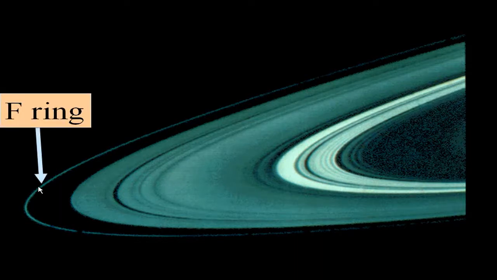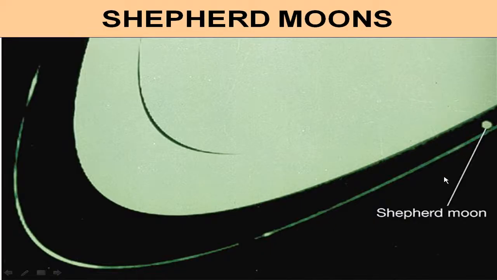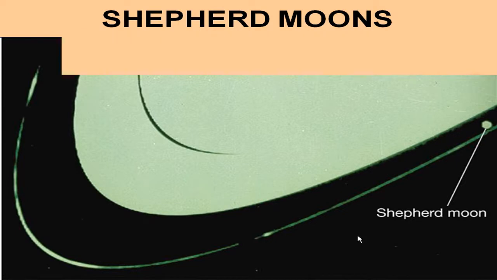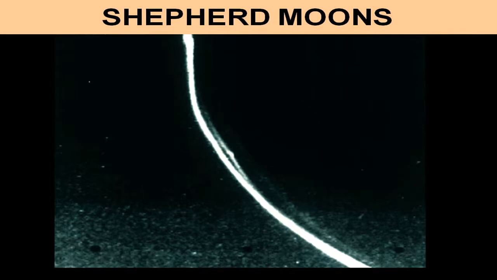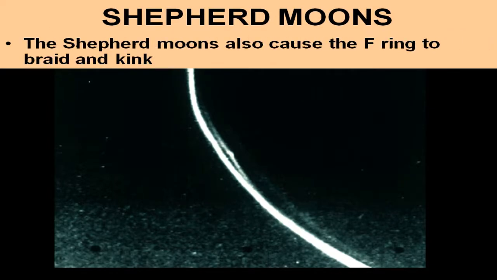Here's the F ring. And the F ring is being shepherded in by two shepherd moons on opposite sides of the ring. The gravity of those moons is helping to hold that ring system into place. So there are moonlets that help shepherd the rings into place. And they also cause the ringlets to braid and kink according to the gravity of the moons.